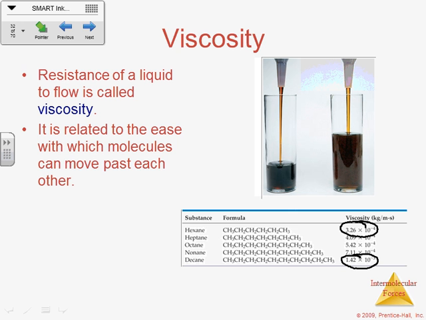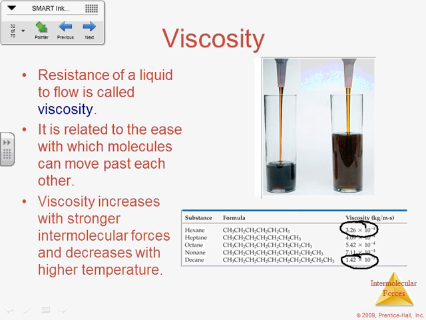So that's that. And then, obviously viscosity increases with stronger intermolecular forces. It decreases with higher temperature. Does that make sense? So you increase the temperature on these particles in the liquid, they start to move faster, right? If the particles are moving faster, they're going to be less attracted to one another. So I think we talked about that last year even as well.